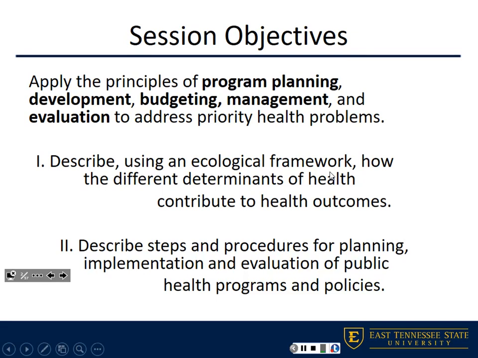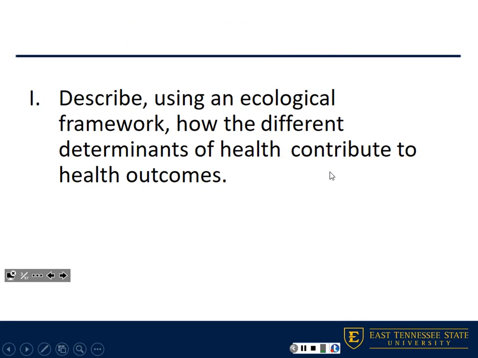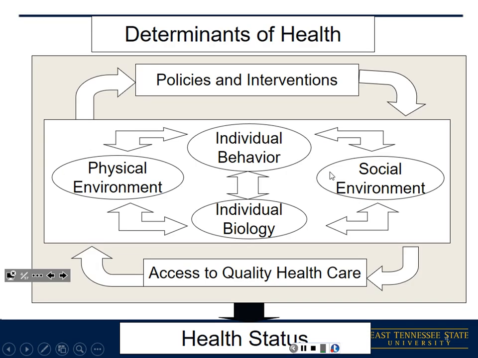So we started class last Thursday. We outlined the two main objectives for this two-week session, which are describing, using an ecological framework, how the different determinants of health contribute to health outcomes, and second, discussing steps and procedures for program planning, implementation, and evaluation. Again, we started the session last Thursday by focusing on the different determinants of health. We identified the different determinants, we defined them, you provided examples of each type of determinant.